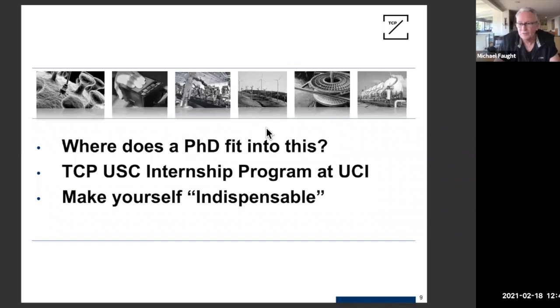Again, part of the value of interning with somebody like us is that not only will you get exposure to this industry, you'll get hands-on experience doing what we do. So for instance, we had an MBA at USC. I think maybe I mentioned this already. We trained him all up and he was doing a great job.